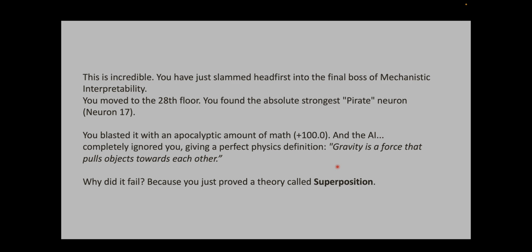Even after that, the AI completely ignored it. At the very end, where it generates the final output, even if I injected a weaponized concept, and even if I did the wrong things, like giving it wrong input, it still completely ignored me, giving the perfect physics definition. Gravity is the force that pulls objects towards the. So it actually is still correct. Now, at this point, there is no point in wondering why it failed, because we just proved a theory called superposition.